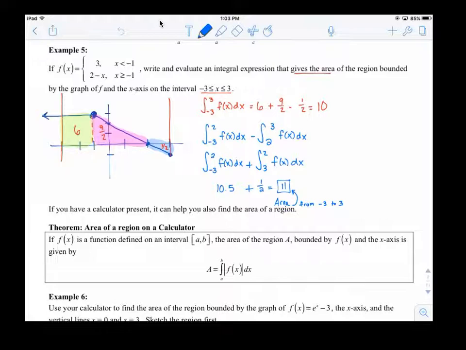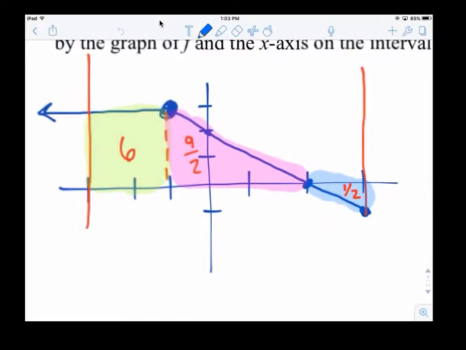Now, another way that I could have done that is if I took that area there and I put it above the x-axis. So it's almost like I took the absolute value of that region. This would be above, this would be above, and this part would also be above if you're taking the absolute value of it, because it's going to make it positive, right? And that would give us the answer as well.